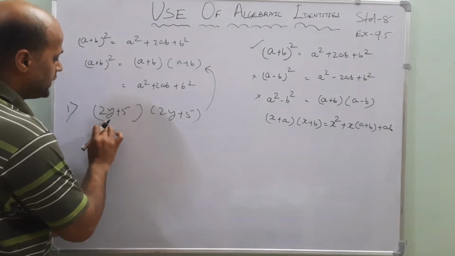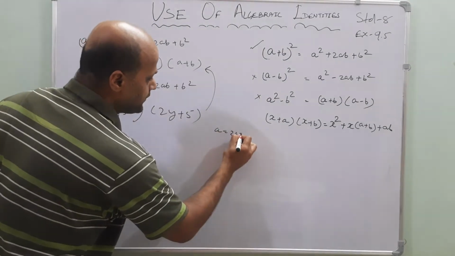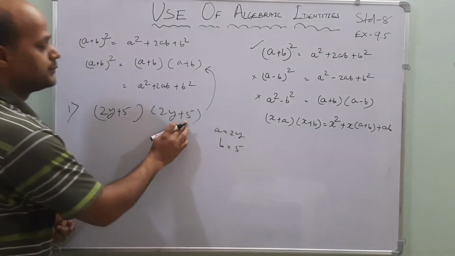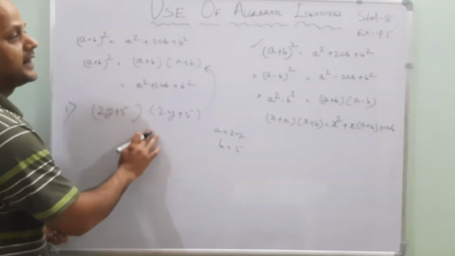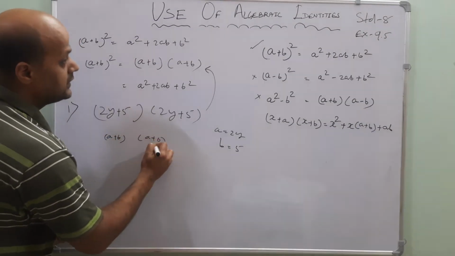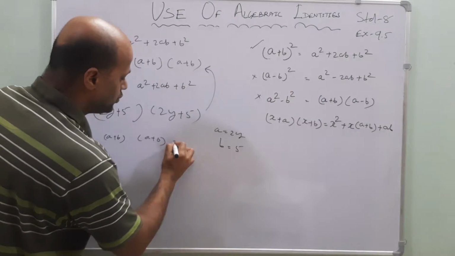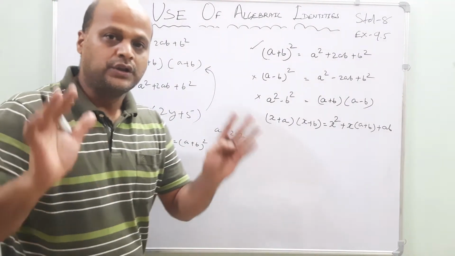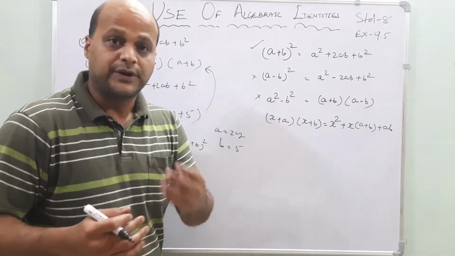Okay? Now, here a is equal to 2y. Again, here a is equal to 2y. B is equal to what? 5. Here b is equal to 5. a, b is there. In case of addition, it is (a + b) into (a + b). Which one? This one is equal to what? (a + b) whole square or not? Like this manner, you have to find out the identity in a particular manner.